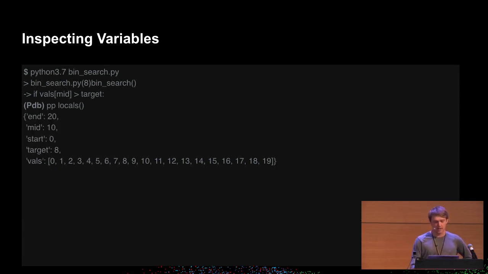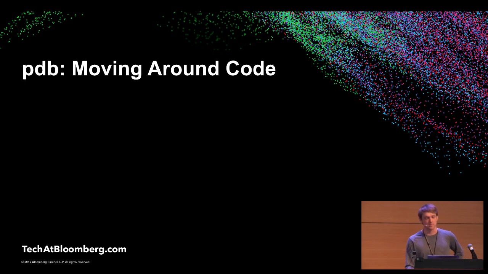Finally, PP pretty prints, so it's easier to represent dicts, to view your code and everything. So printing variables and changing the variables is cool, but we really want to move through our code, which is what we'll talk about next, moving through the code.